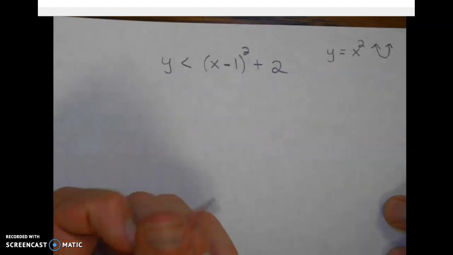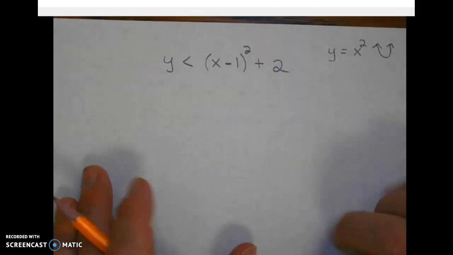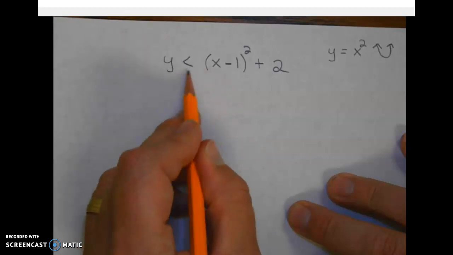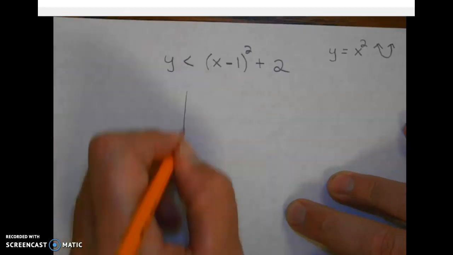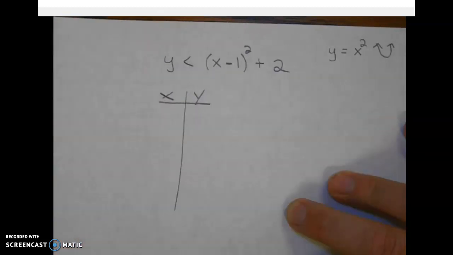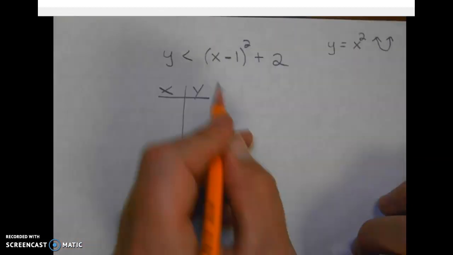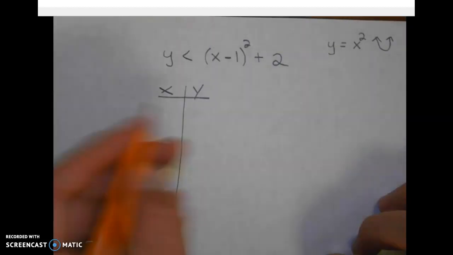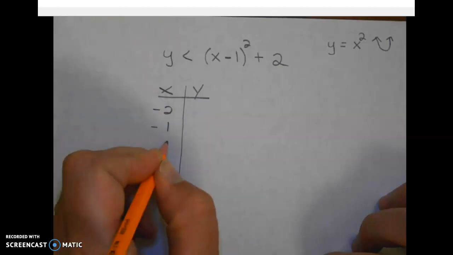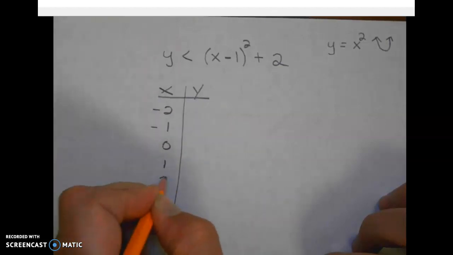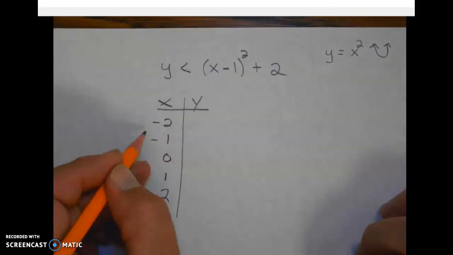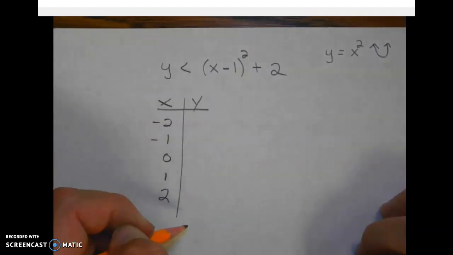But how do we get to the graph? Well, when you don't know how to graph an equation, or in this case an inequality, you want to set up a table. And then you want to pick some values that you can plug in here. And I like to choose some negative numbers and some positive numbers. Those are usually my go-to inputs. You've heard of X being the input and Y being the output, right?